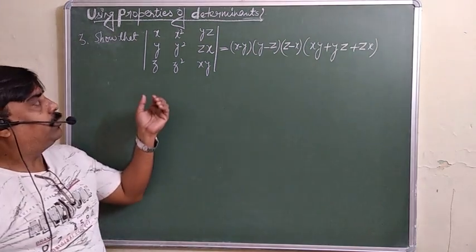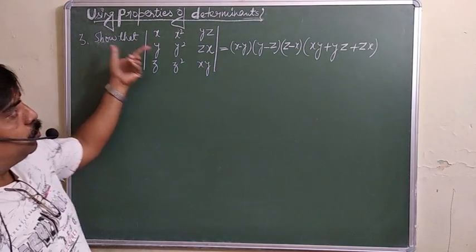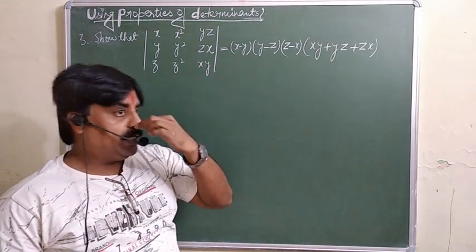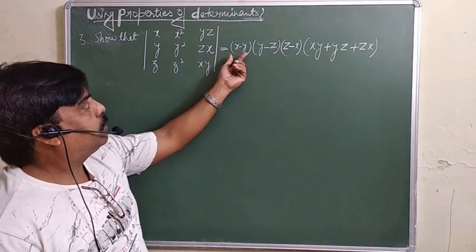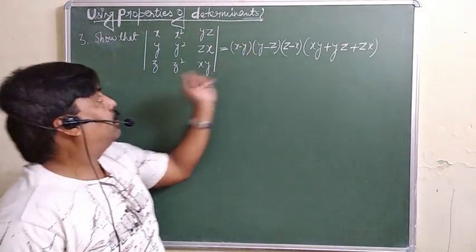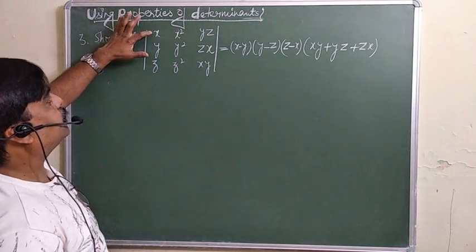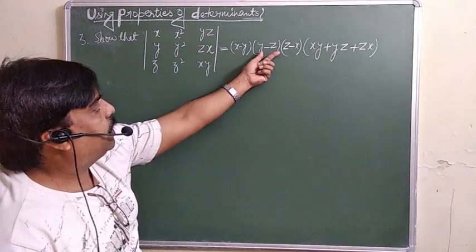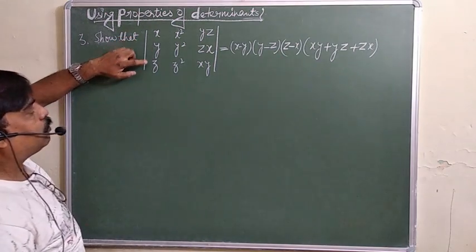Okay, now the next question: we are supposed to show that this is equal to this one. As I already told you, keep your eyes on the right-hand side, which is what exactly you want. We want x minus y, and this one is here only. How can you get the x minus y? If we subtract the first row from the second. And to get the y minus z, we subtract the second row from the third one.